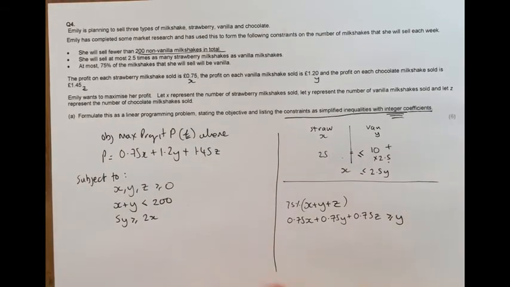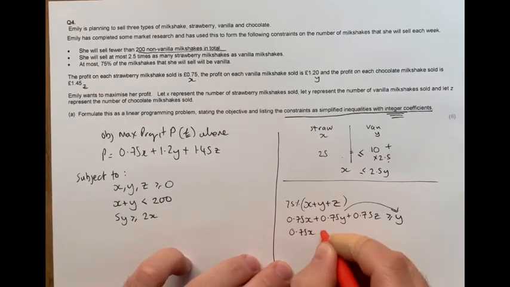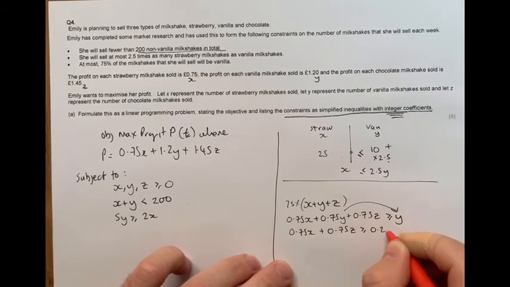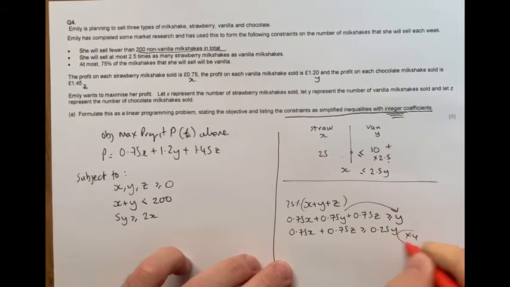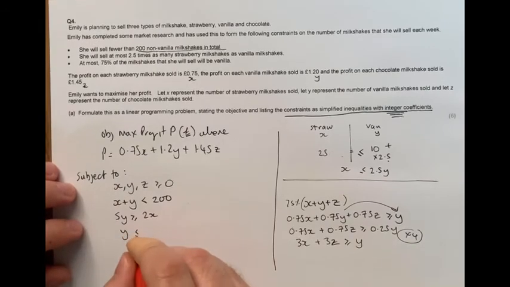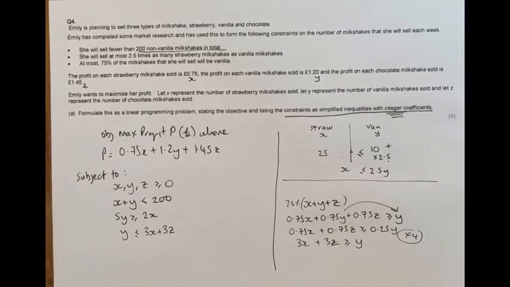Okay, and then if you just bring that one across, we end up with 0.75x plus 0.75z is greater than or equal to 0.25y, and then times everything by 4, we get 3x plus 3z is greater than or equal to y, or y is less than or equal to 3x plus 3z. So that was another 2 marks. The exam board are quite forgiving in the mark scheme. If you got the inequality the wrong way around on either of those, you've still got 1 mark, which I think is quite generous.